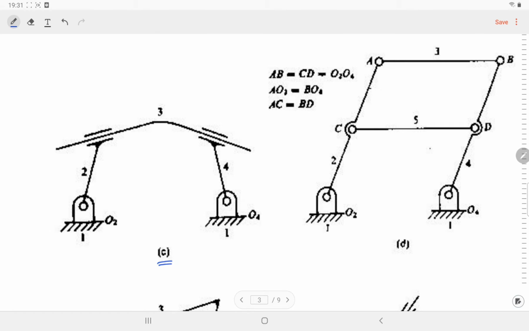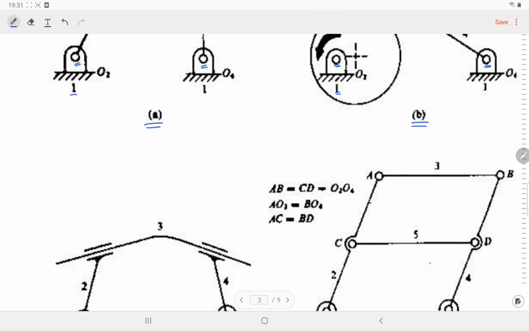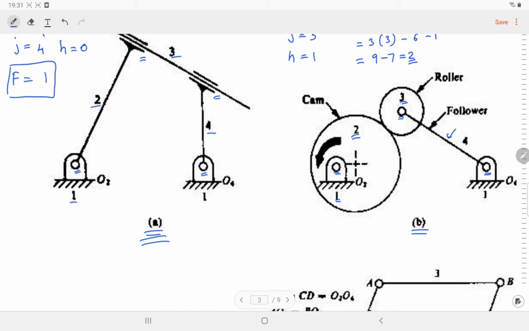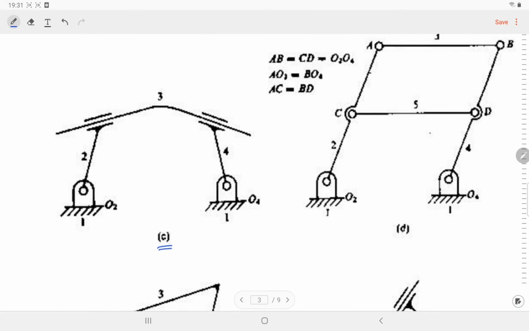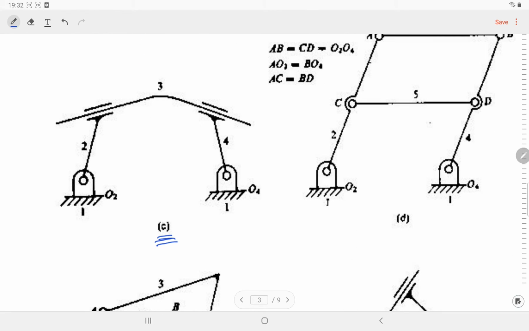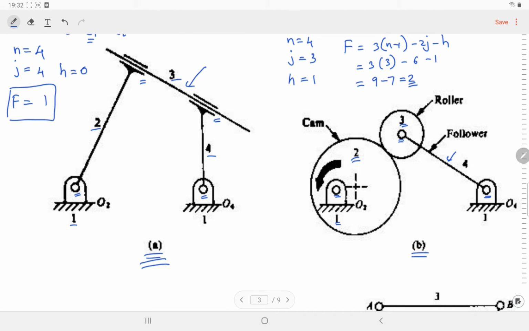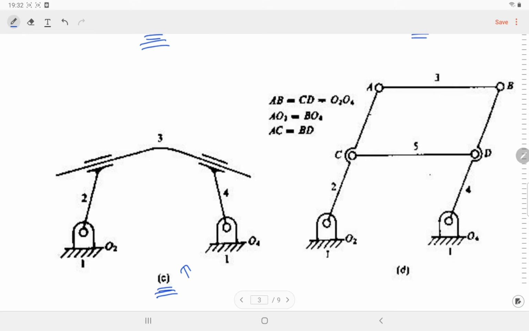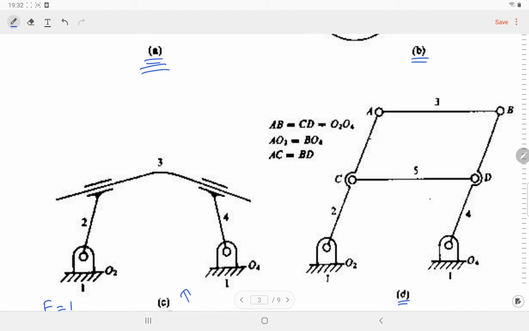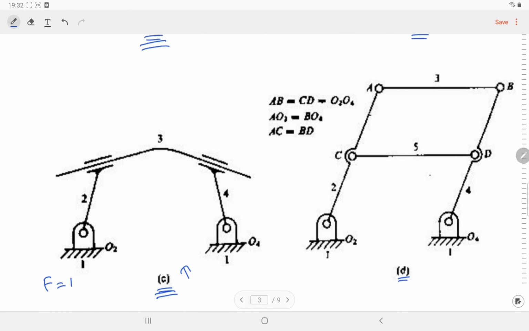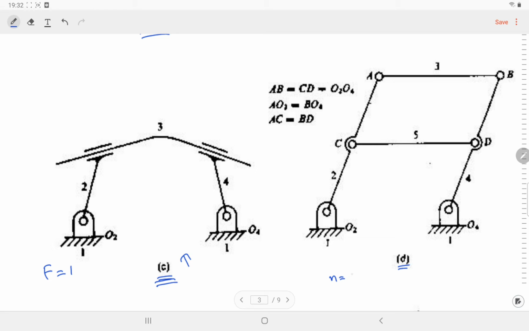How about this? If you notice, there isn't much difference between this figure and this figure, except the link 3 is bent in this case, where there is no such bend in this case. Okay, so which means even for this case F is going to be equal to 1. Okay, what about for this mechanism for D? So if you count, n is equal to 5.